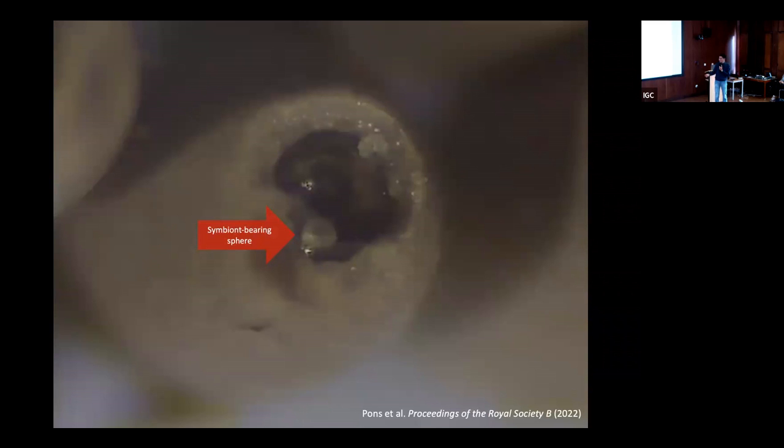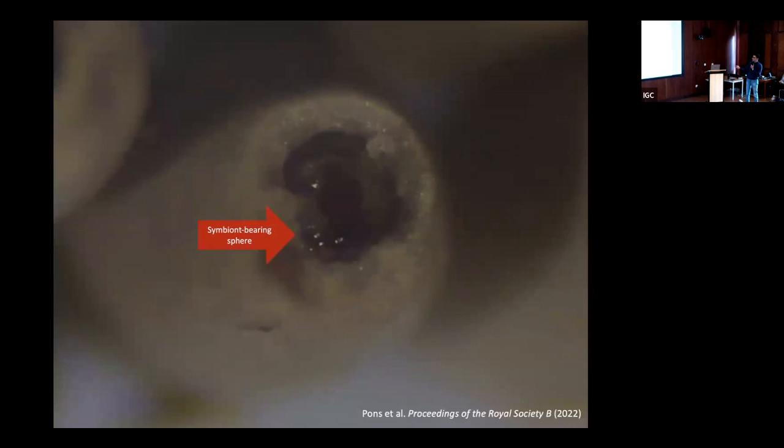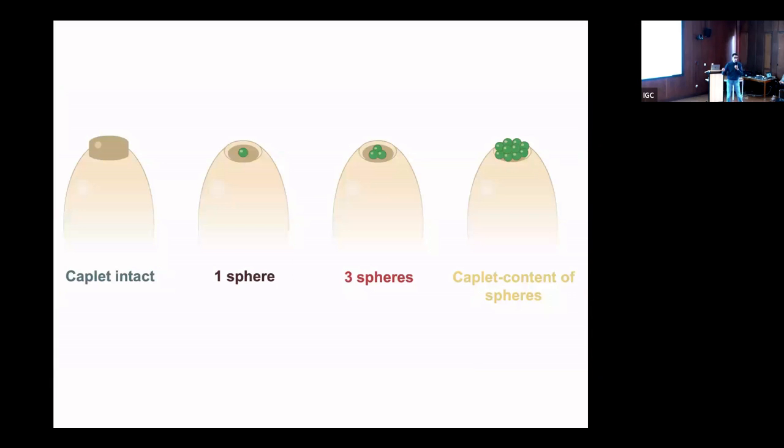And what I'd like you to focus on is this spherical structure right here and the behavioral response of the soon-to-be larvae to it. When Ines deposits the sphere at the anterior pole of a 10-day-old egg, it is recognized as a source of something, and that something is immediately consumed by the soon-to-be larvae. And that was really useful because Ines could then control the number of spheres that she allocated towards individual offspring. She started off with a single sphere, 3 spheres, and a caplet content of spheres, which is 12.